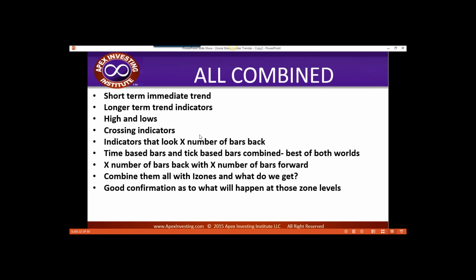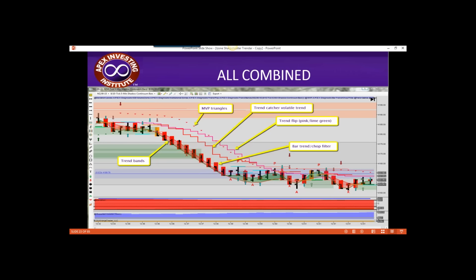So basically we've got some short-term immediate trend indicators, longer-term indicators that are programmed looking at certain highs and lows and crossovers and X number of bars back. We've got bars that are looking at tick movement of the market and time-based movement of the market. We combine these all together and we get the perfect combination when we combine them with the IZONES of what's going to happen at those levels. Let me just show you a quick glance here at them all together.